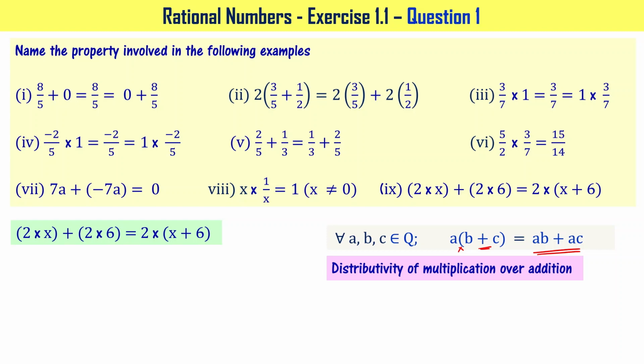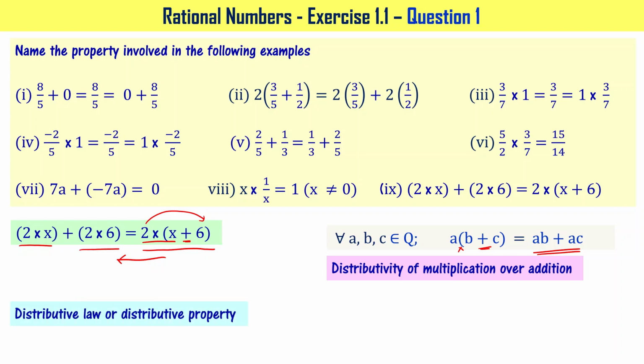right? For example, you start from this side, 2 times x plus 6. Now, if I distribute this multiplication, what happens is 2 times x, then plus comes, and then it becomes 2 times 6, right? If you are going in this direction, what you are seeing is distributivity of multiplication over addition. So the property involved here is the distributive law or distributive property, right?